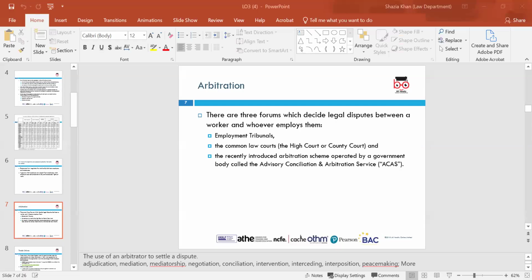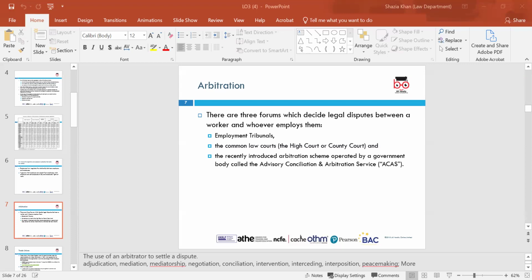And this is really important because it's often used in collective employment related disputes. For example, a trade union might be in a dispute with an employer over a pay rise. The union would agree with the employer to ask the agency to appoint an arbitrator to hear each side's case and then make an independent and impartial decision.